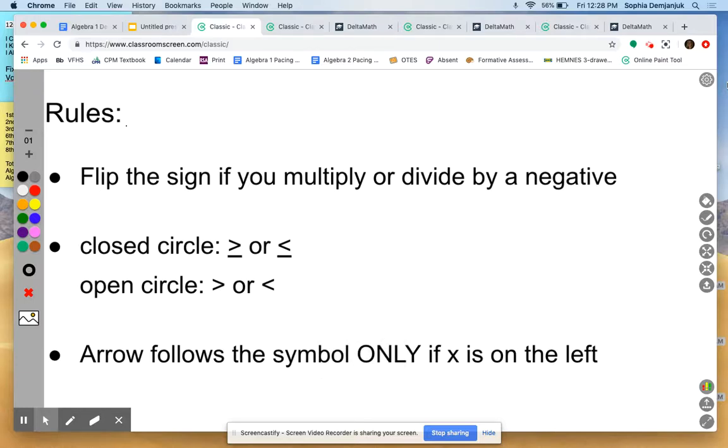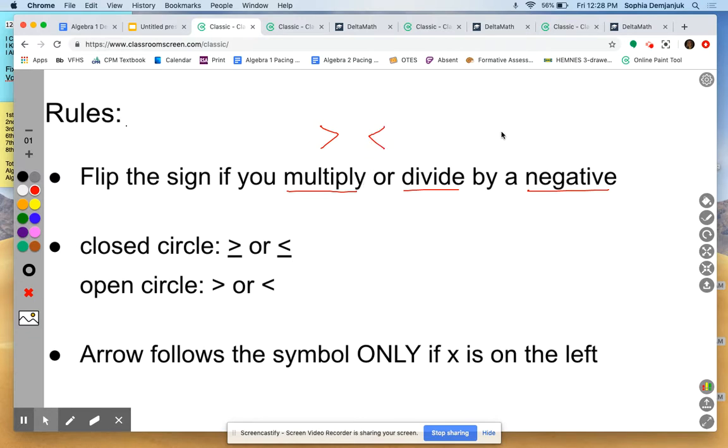All right, so we're now in level 2 of solving the inequality and then graphing it on the number line. There are 3 rules that we're going to go over. The first rule is that if we ever multiply or divide by a negative, we always have to flip our inequality sign. So if this was the symbol to start with, we would just flip it backwards to a less than symbol.